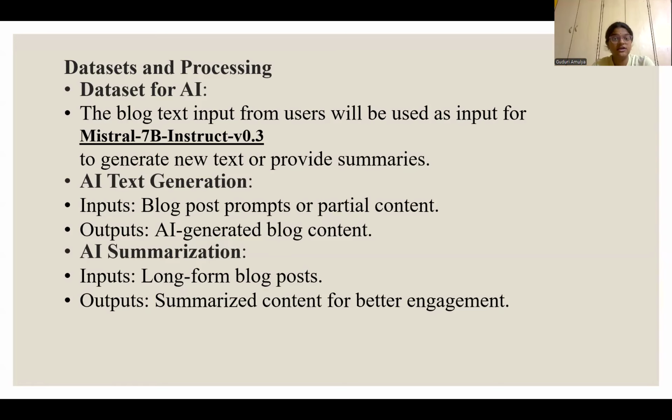Datasets and processing. The dataset for AI. So here we'll be using the Hugging Face API called Mistral 7B Instruct v0.3 to generate new text or to provide summaries. So the input here would be a prompt or a partial content. The output would be generated by our model, that is the AI generated blog content. And for summarization, the input would be a long form blog post, and the output would be summarized content, which would be generated by our model.